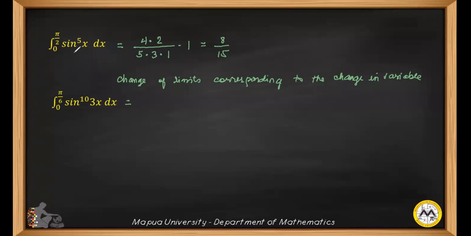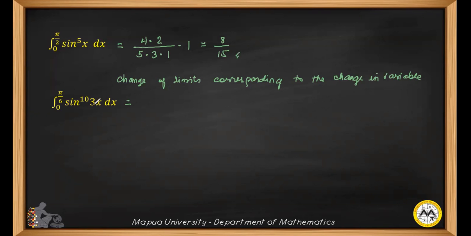Here we consider the integral of sine to the fifth of x dx from 0 to pi over 2, which can be evaluated by Wallis formula. Since the exponent of sine is 5, we start with 4 in the numerator. Subtracting 2 at a time, we have 4 times 2 divided by 5 times 3 times 1. And alpha is equal to 1 since the exponent is odd. Therefore, the integral is 4 times 2 is 8, over 5 times 3 times 1 is 15.